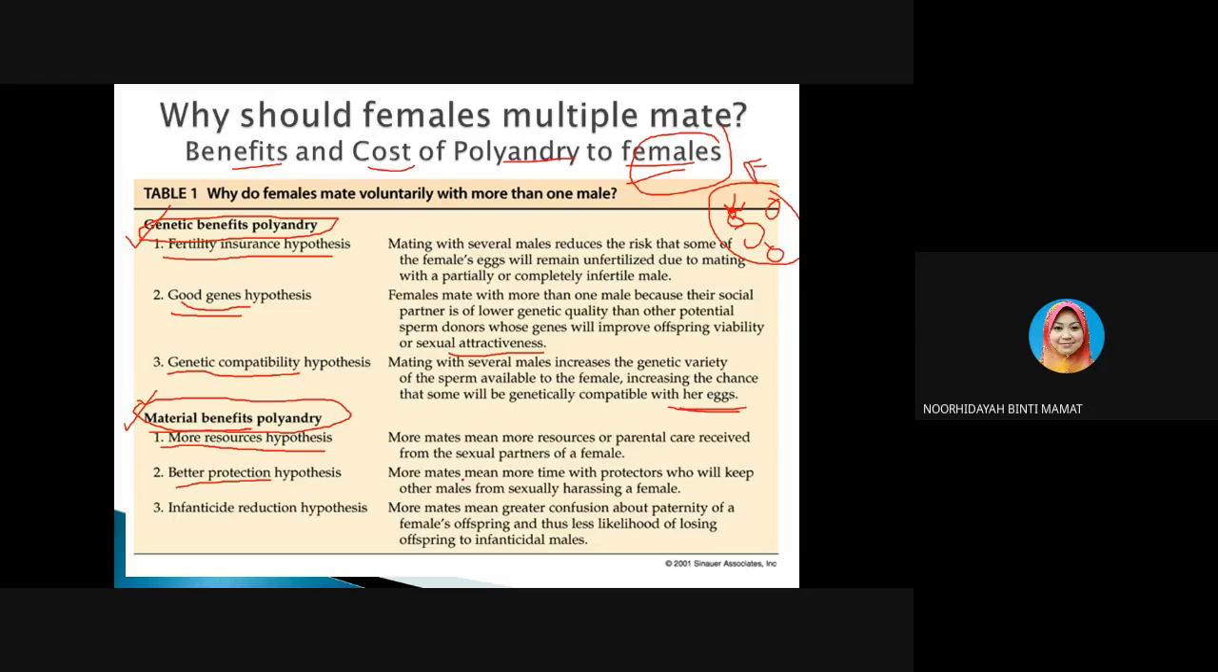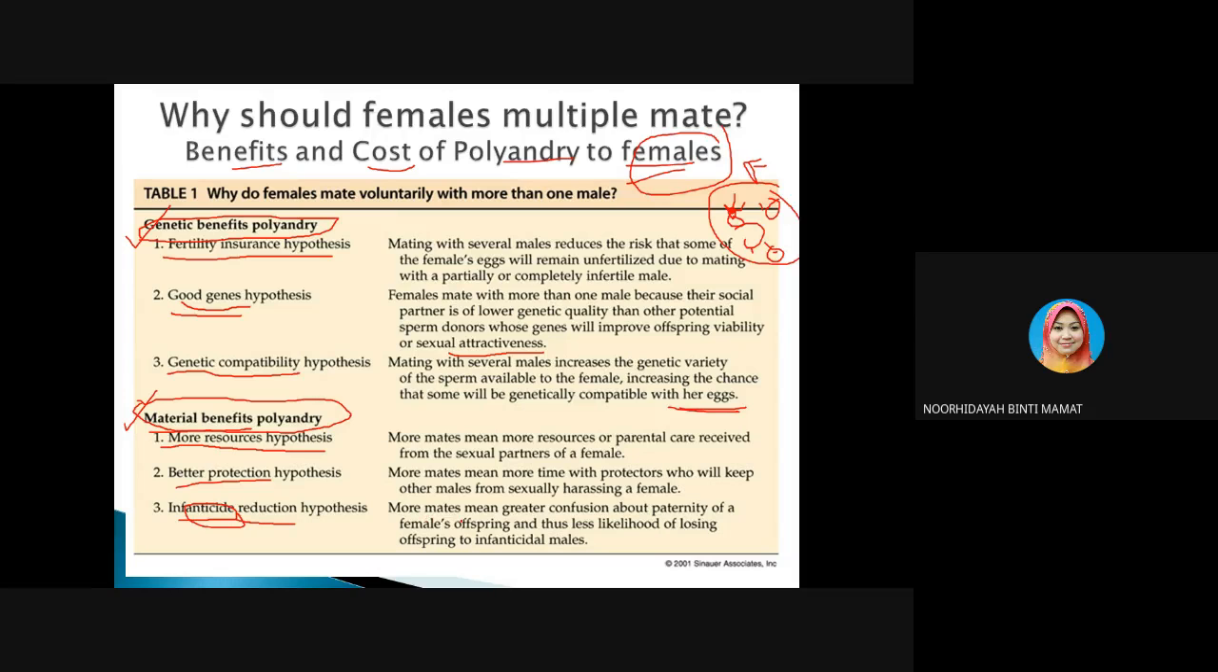They will get better protection. So more mates mean more time with the protectors who will keep other males from sexually harassing a female. They will get the protection from all of these males. Then the third material benefit that the female partner will get is infanticide reduction. So the infanticide will reduce.